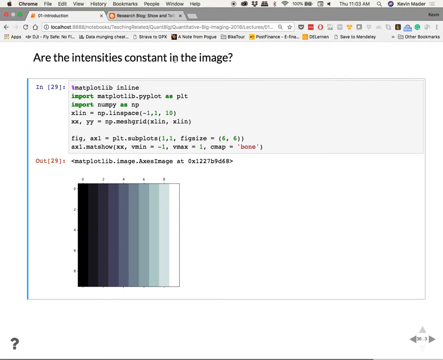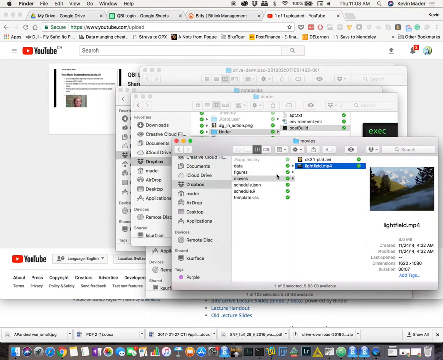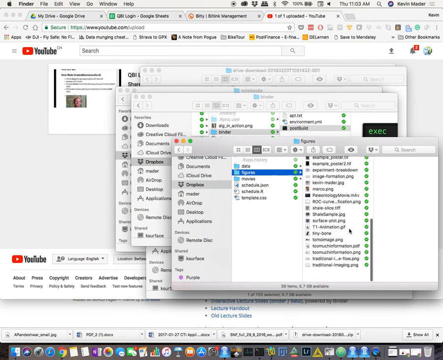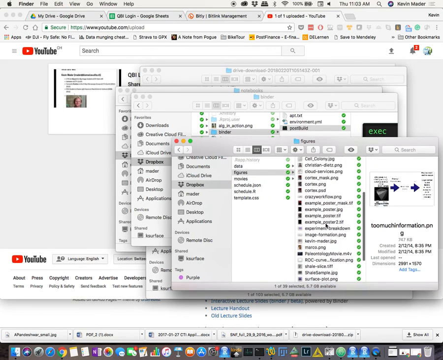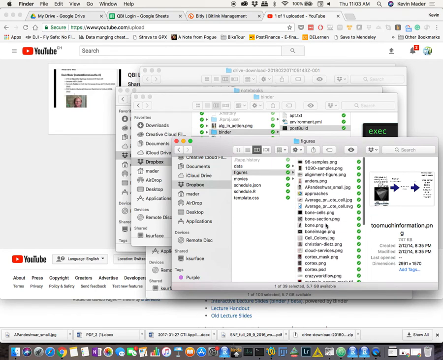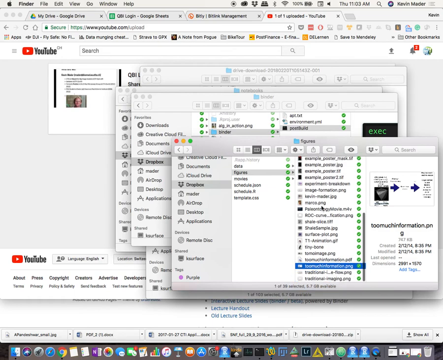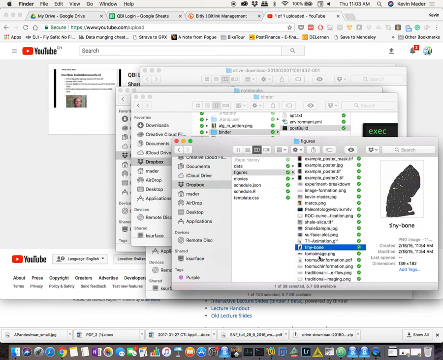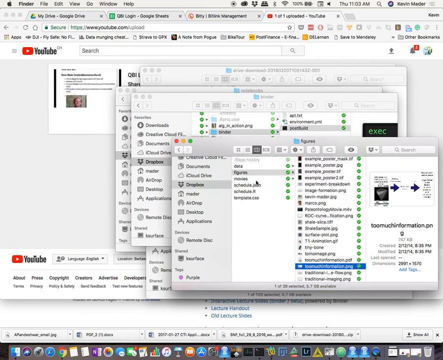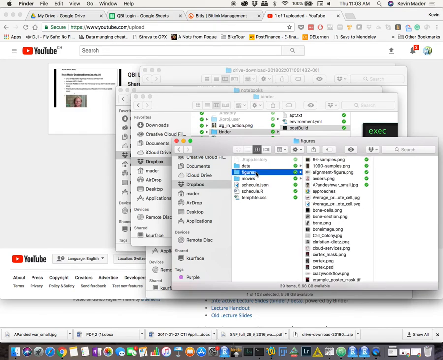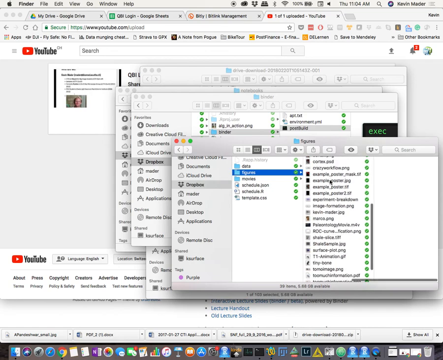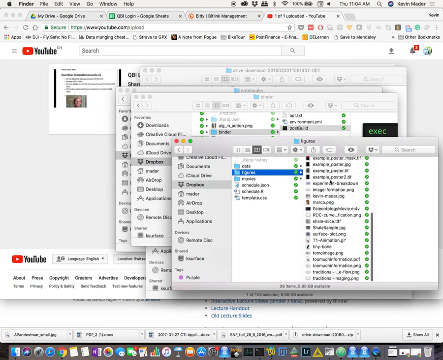Where'd the last one go? I think there was one more. Oh, okay. I guess I don't have it. There was a very nice one with spots that disappeared. But maybe I'll find it later. Anyways.